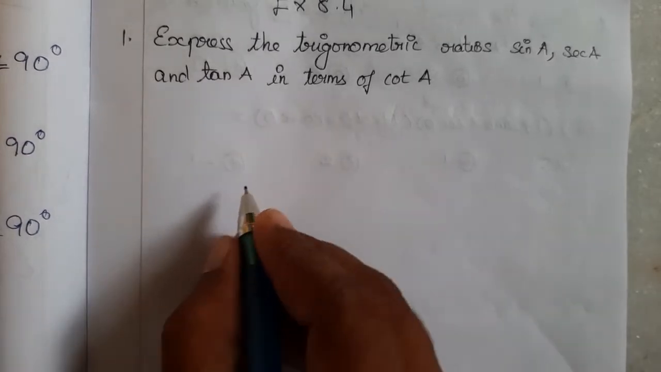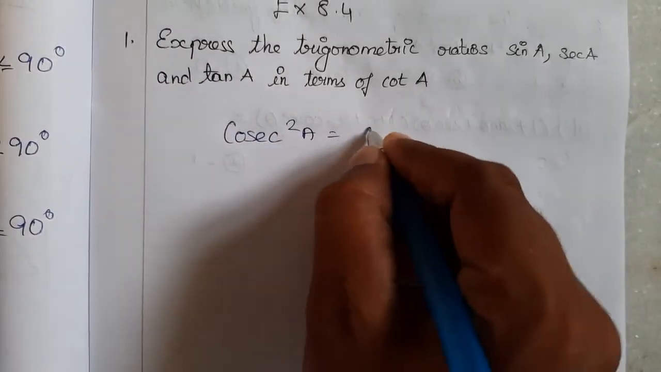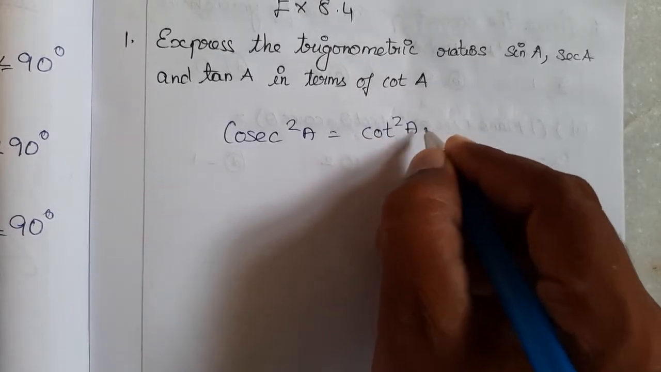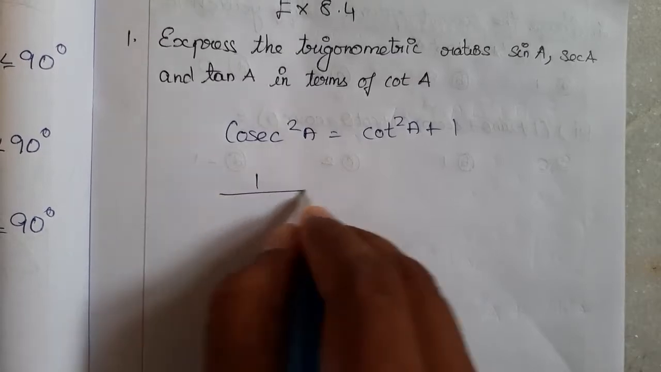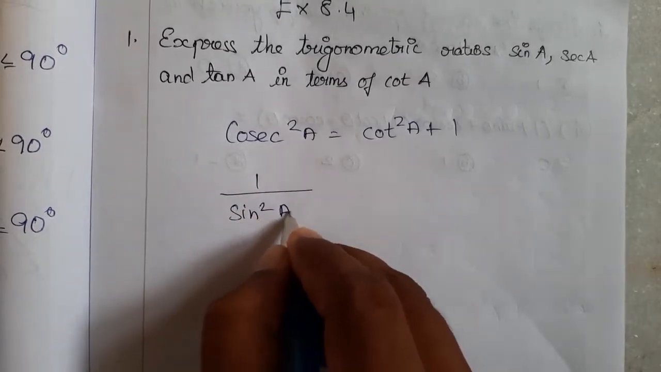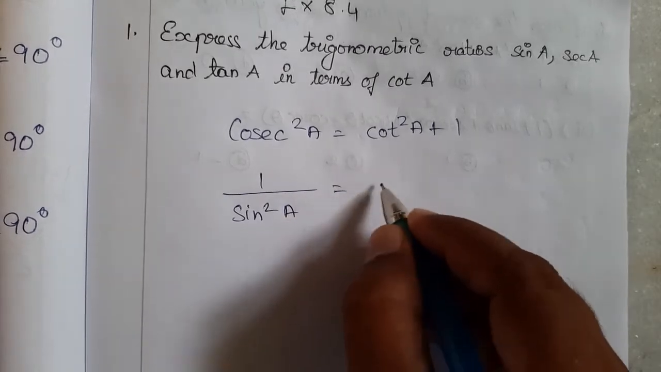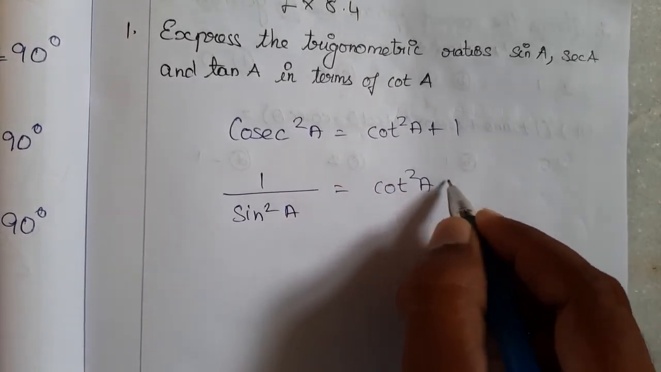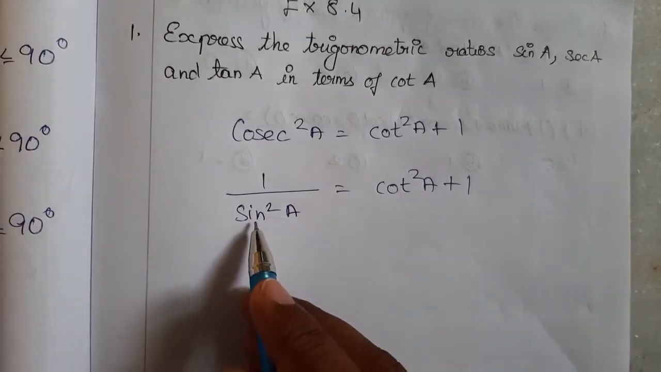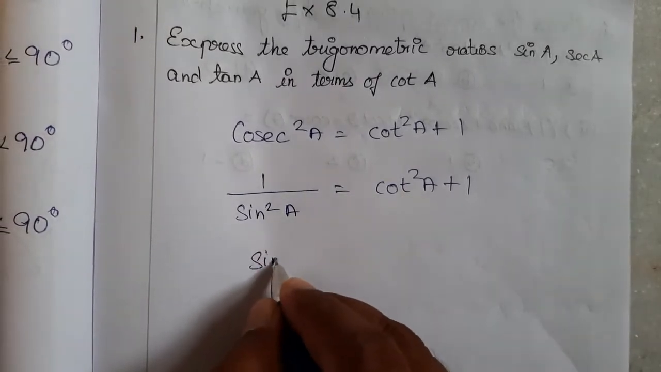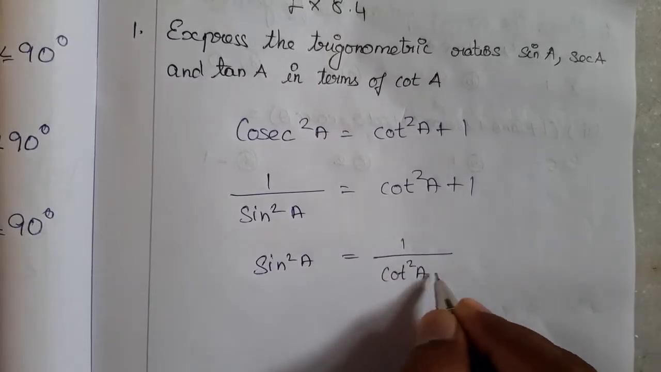So we know that cosec square A is equal to cot square A plus 1. So cosec square A can be written as 1 by sin square A, right? Cosec is 1 by sin A, and the square is also added, equal to cot square A plus 1. So let me take sin to this side and cot to this side, it will become an inverse. So sin square A is equal to 1 divided by cot square A plus 1.